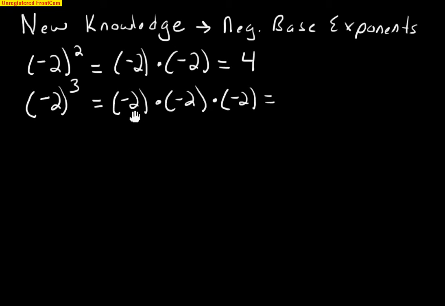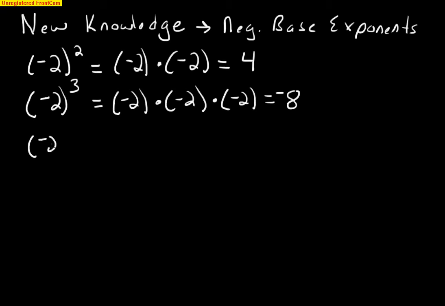So now we have negative 2 times a negative 2, which gives us a positive 4. And then positive 4 times a negative 2 is going to give us 8. But in this case, the positive times negative makes this a negative answer. And we'll do another one.